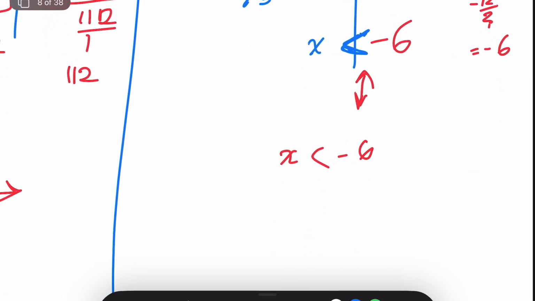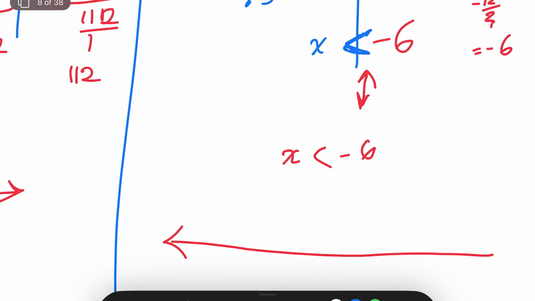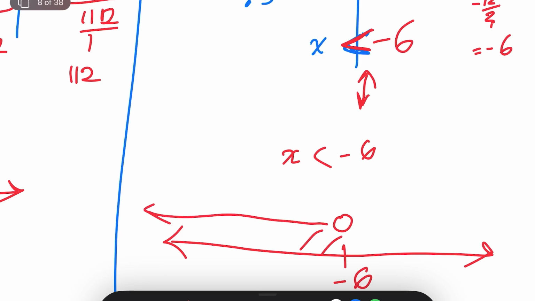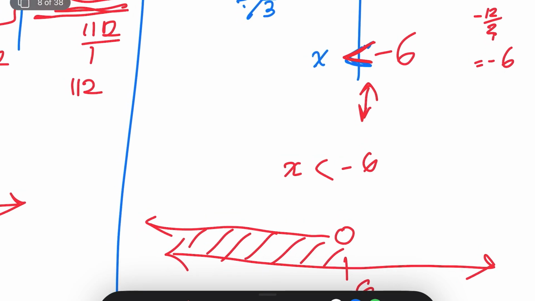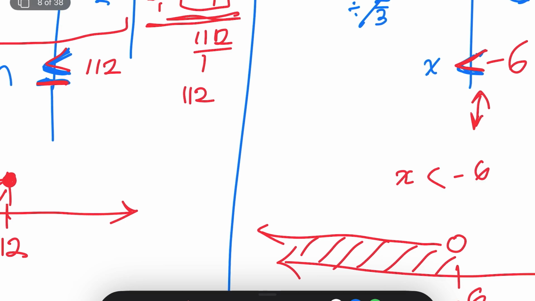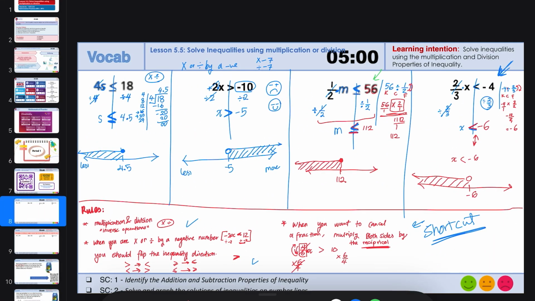Okay? Again, it goes for your preference. Again, the answer is -6. Since it's only less than, open circle and go to the left because it's less than. That's it. This is the multiplication idea. To cancel multiplication, we used all division.